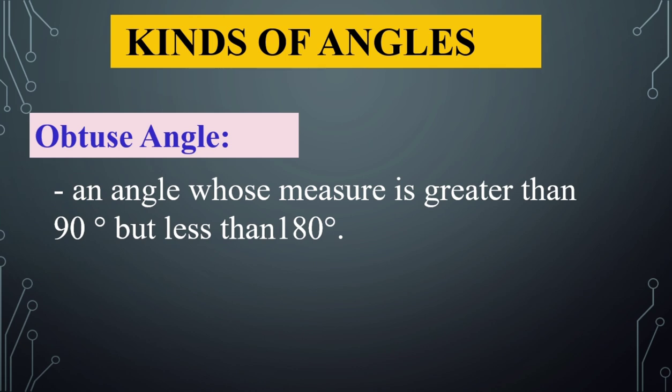Based on the given definition, greater than 90 degrees. So, ano ba yung number na susunod na mas mataas sa 90 degrees? That is 91. Pero, mas mababa sa 180. So, ano ba yung mas mababa sa 180? 179. Or 179.99, like that. Alright, so, from 91 to 179. So, that is considered an obtuse angle.